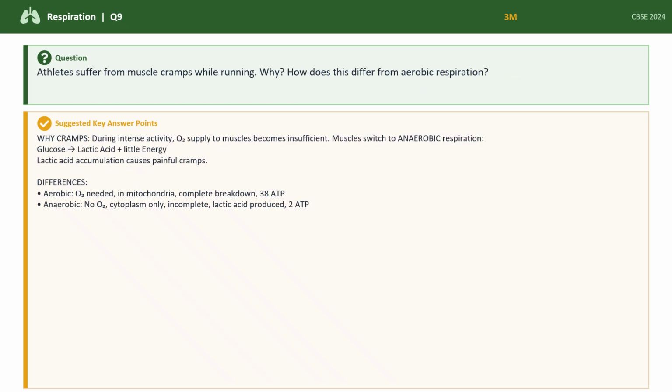Athletes suffer from muscle cramps while running. Why? How does this differ from aerobic respiration? Generally, during any intense activity or exercise, the oxygen supply won't be sufficient to the muscle cells. So at those times, muscles switch to anaerobic respiration and the glucose there is converted into lactic acid, and a little bit of energy is released. This lactic acid causes intense painful cramps in the muscles. The differences: aerobic respiration needs oxygen, happens in the mitochondria and is a complete breakdown, which is why an enormous amount of energy is produced.